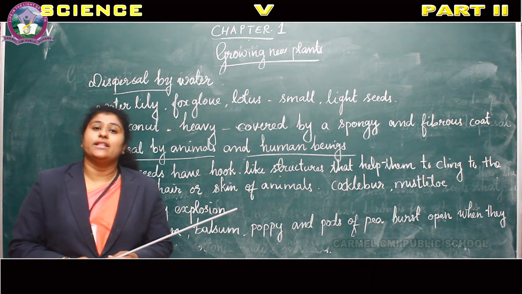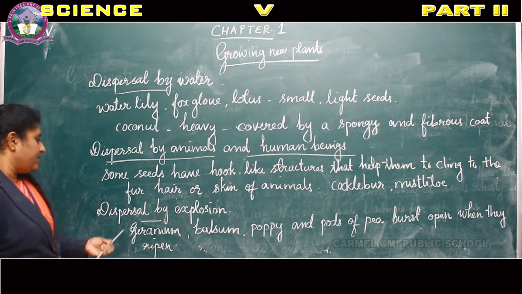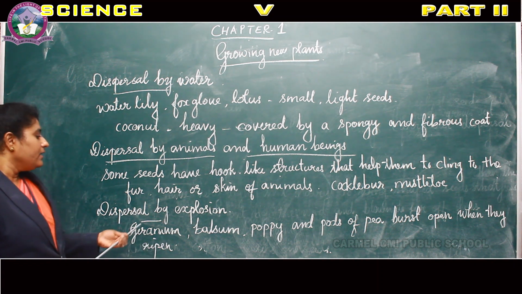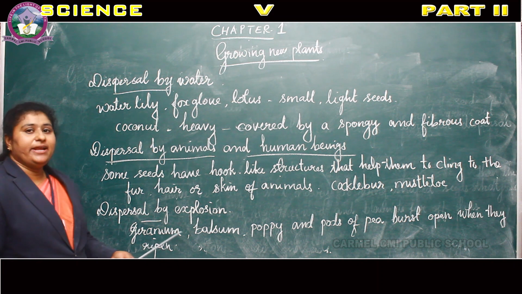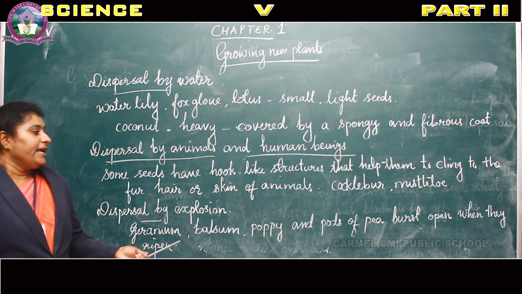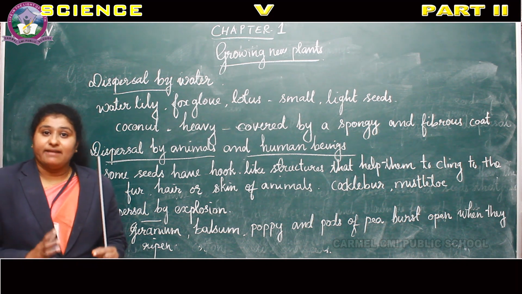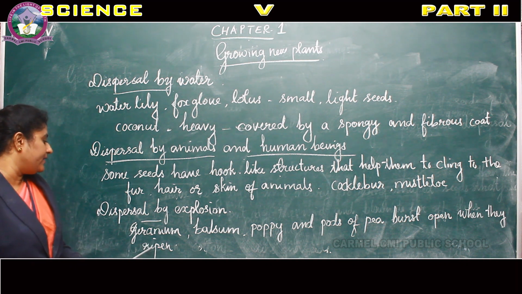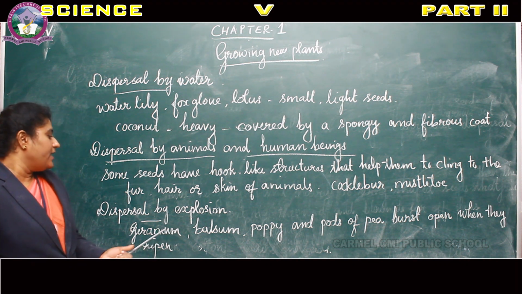Okay, so that is also another way of scattering of seeds. Next is dispersal by explosion. Some seeds like geranium, balsam, poppy and pods of pea, etc. burst open when they ripen. So that is also another way of dispersal of seed.